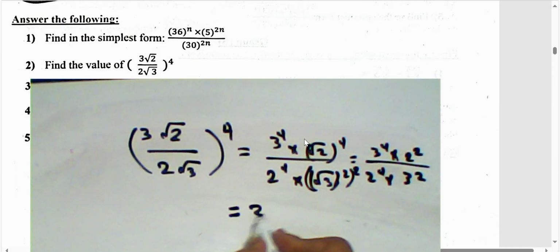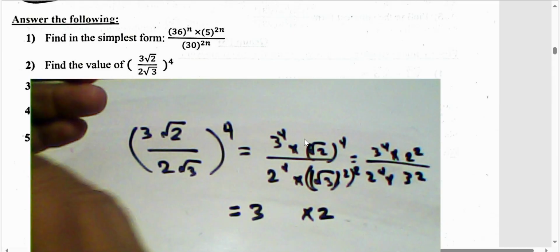Then you can simplify, write 3 multiplied by 2. You can collect the similar bases: 3 power 4 divided by 3 power 2. We can find the difference between the 2 powers, 4 minus 2. And also here we can write this number.